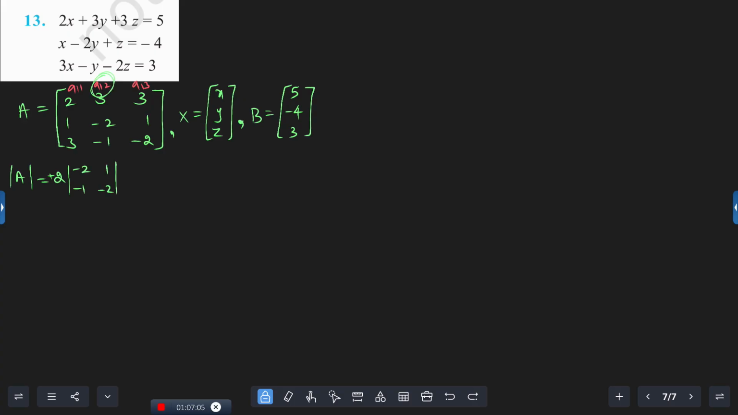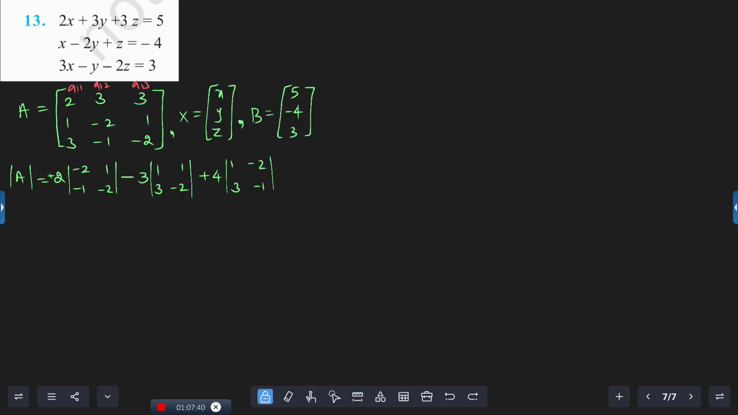And 1 plus 2 is 3. 3 is an odd number, so it will give negative. And element 3 we have to write. If we strike out that element's row and column, we get 1, 1, 3, minus 2. Then element 1, 3 is 3. 1 plus 3 is 4, an even number, so plus 4 times, striking out row 1 and column 3, we get 1, minus 2, 3, minus 1.